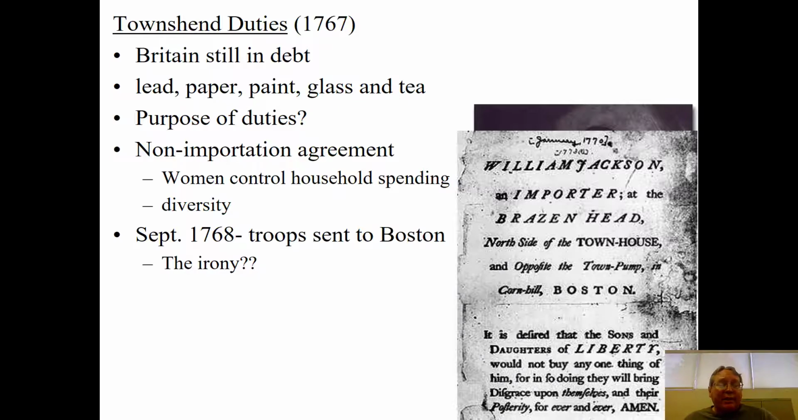In 1768, the British government sent troops to Boston. They told the colony of Massachusetts Bay, we're sending troops that are going to be permanently based in Boston. You need to build a fort for them. You need to raise money to pay for feeding these troops because they're there to protect you.